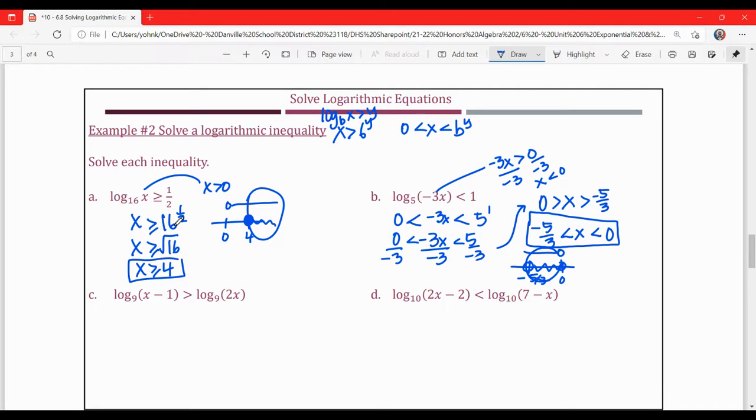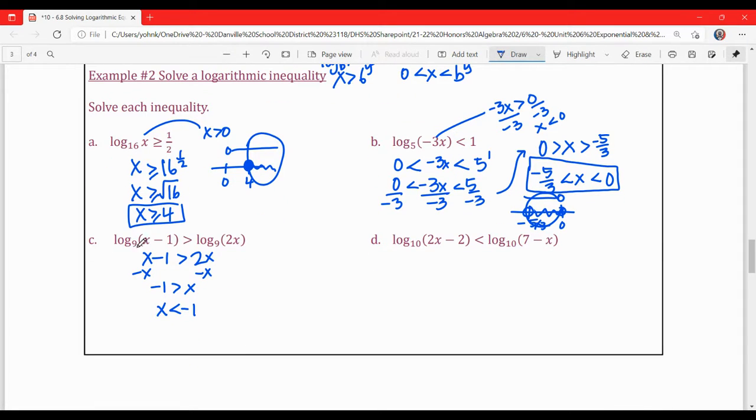All right, if we take a look at letter C, log base 9 of x minus 1 is greater than log base 9 of 2x. If I have two logs, it becomes really easy. All I have to do is just grab the x minus 1, the greater than symbol, and the 2x. And then I solve this. So let's see, minus x to both sides. Negative 1 is greater than x. That looks kind of weird, so we're going to say x is less than negative 1.